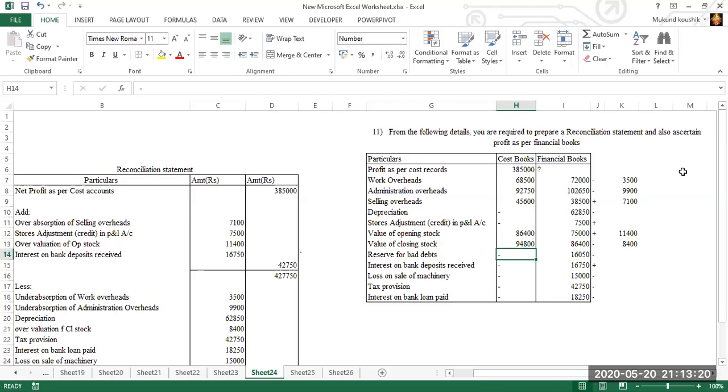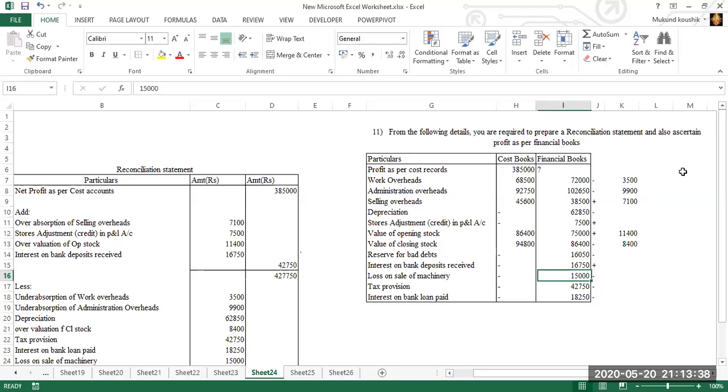Then reserve for bad debts, since it is an expense. As per financial books they have given reserve for bad debts as 16,050. For reserve for bad debts, we have to deduct. Then interest on bank deposits, it is an income. Since it is a financial accounting income, we have to add.